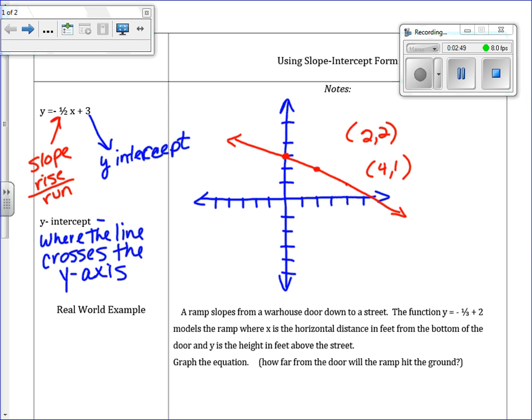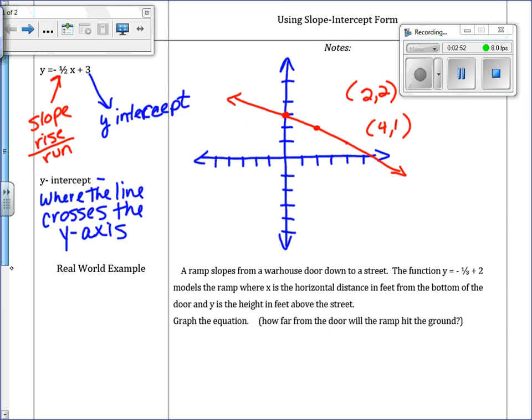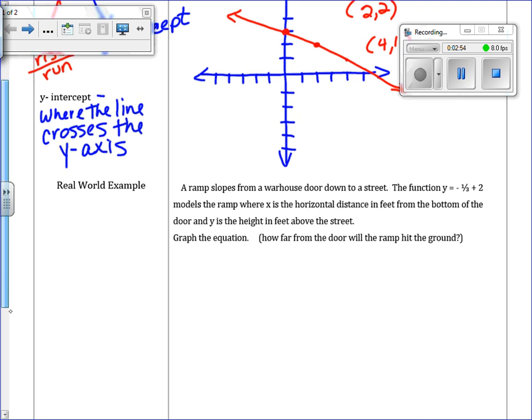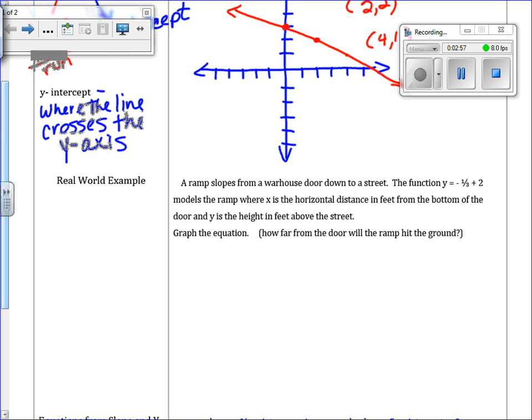So let's go ahead and talk about a real-world example dealing with an equation. So we have a ramp slopes from a warehouse door down to the street. The function equals -1/3 x, that should be an x in there, a -1/3 x plus 2, models the ramp where x is the horizontal distance in feet from the bottom of the door, and y is the height in feet above the street.